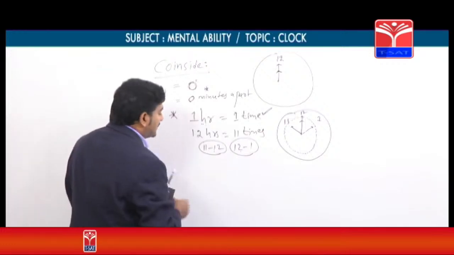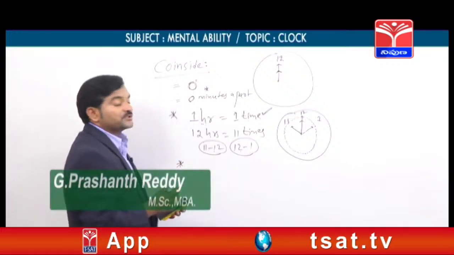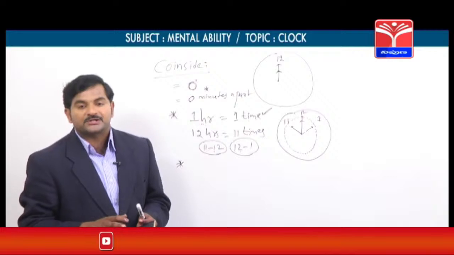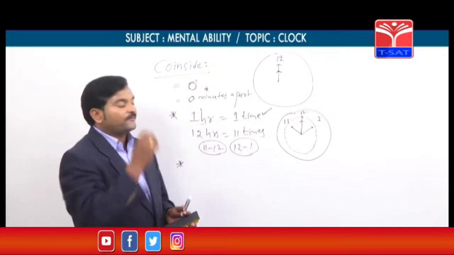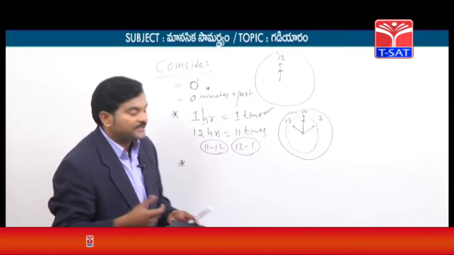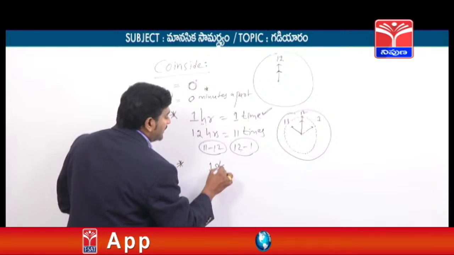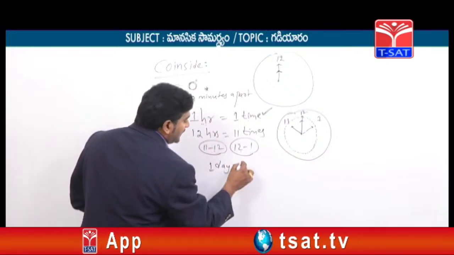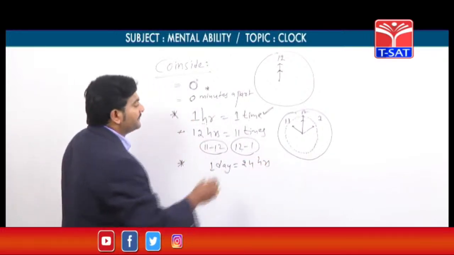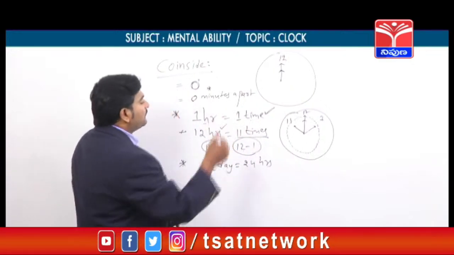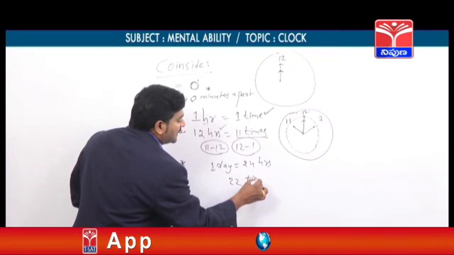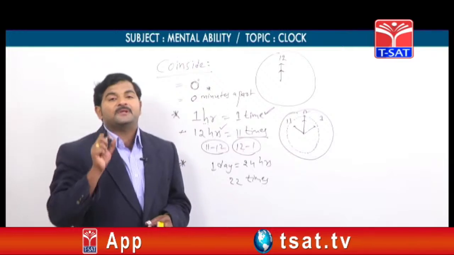Based on this concept, there is a previous question. The question was, in a day, how many times do two hands coincide? That was a previous examination question. A day means 1 day is equal to 24 hours. We have one point here: two hands coincide 11 times in 12 hours. So for 24 hours, obviously, it could be 22 times. This was the question that came in a previous examination.